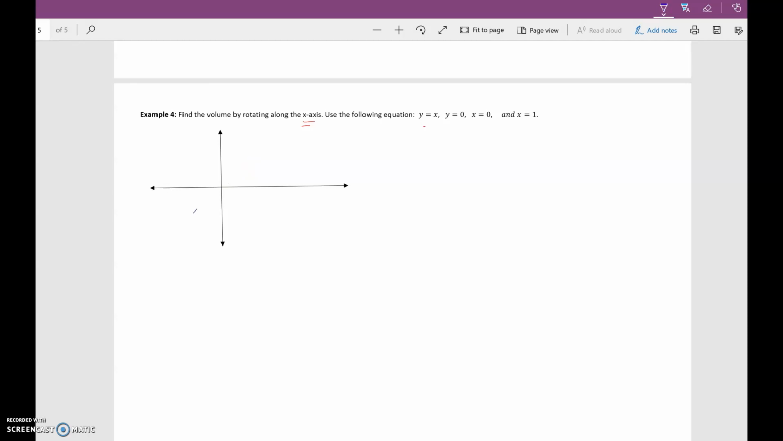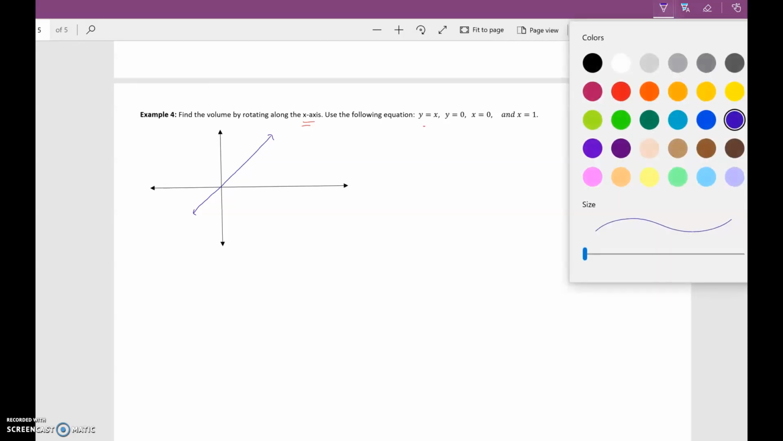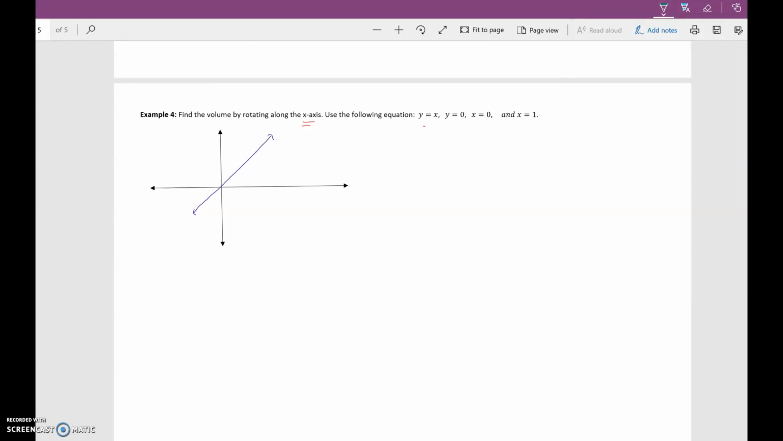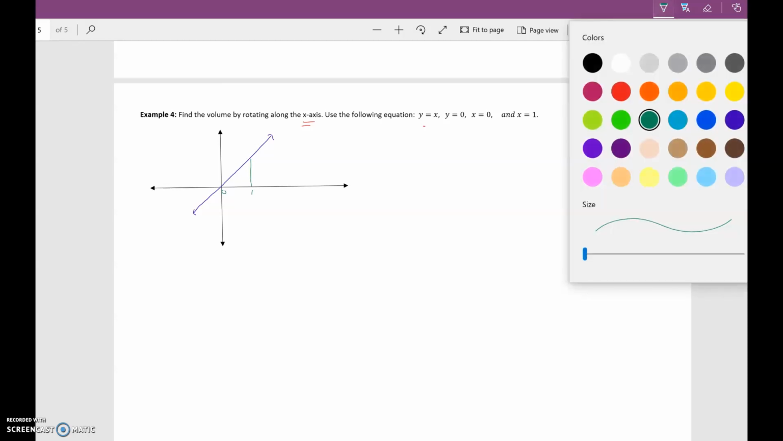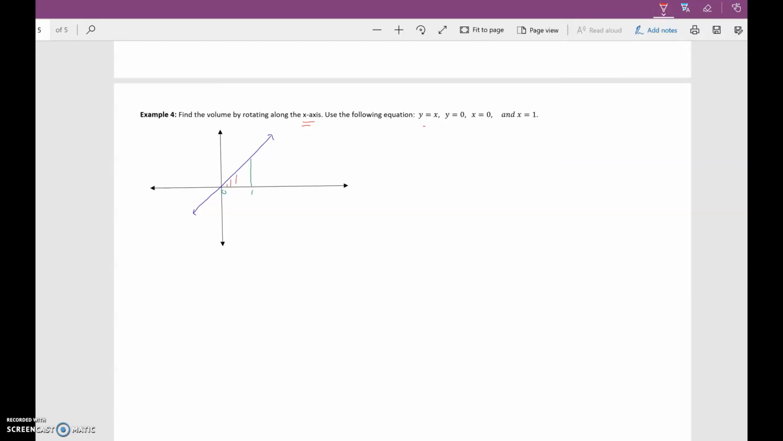So we're going to have this line going in this direction. We have y is equal to 0, x is equal to 0, and 1. So technically, the region is just going to be up to 1. This is 0. And let me just shade it. So that would be the region.